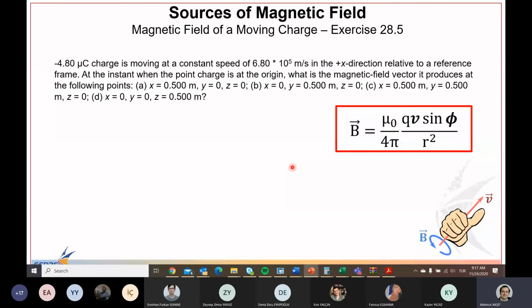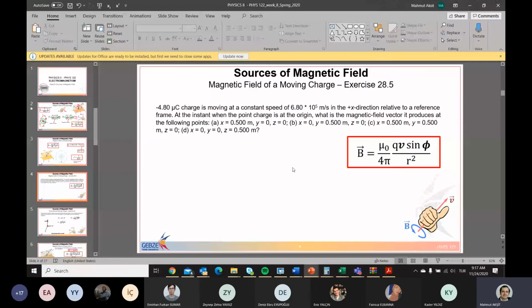So let's do an example. We have minus 4.8 microcoulombs of charge moving at a constant speed of 6.8 times 10⁵ meters per second in the positive x direction relative to the reference frame. At the instant when the point charge is at the origin, what is the magnetic field vector it produces at the following points? I'm not going to do all of them, but some of them.